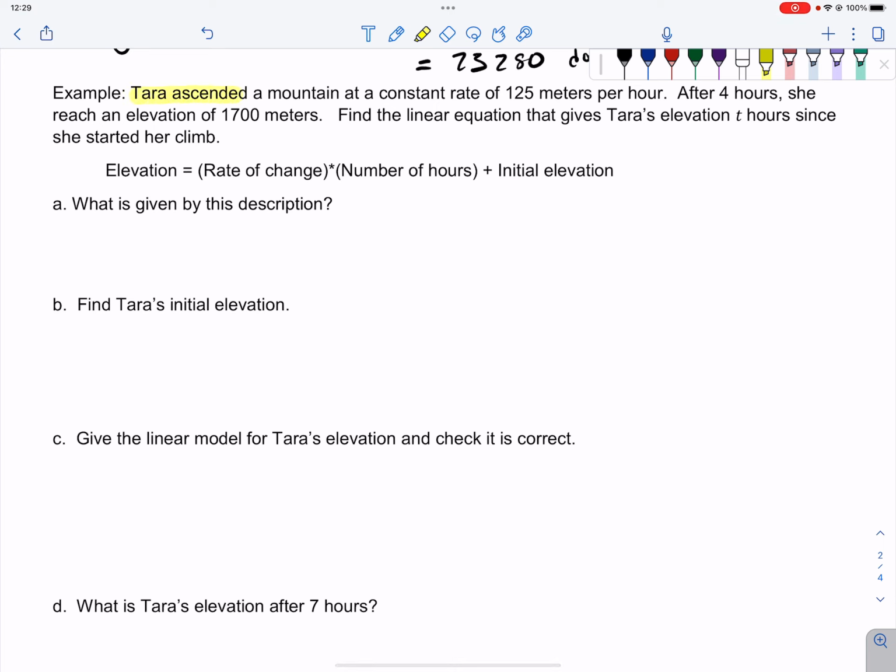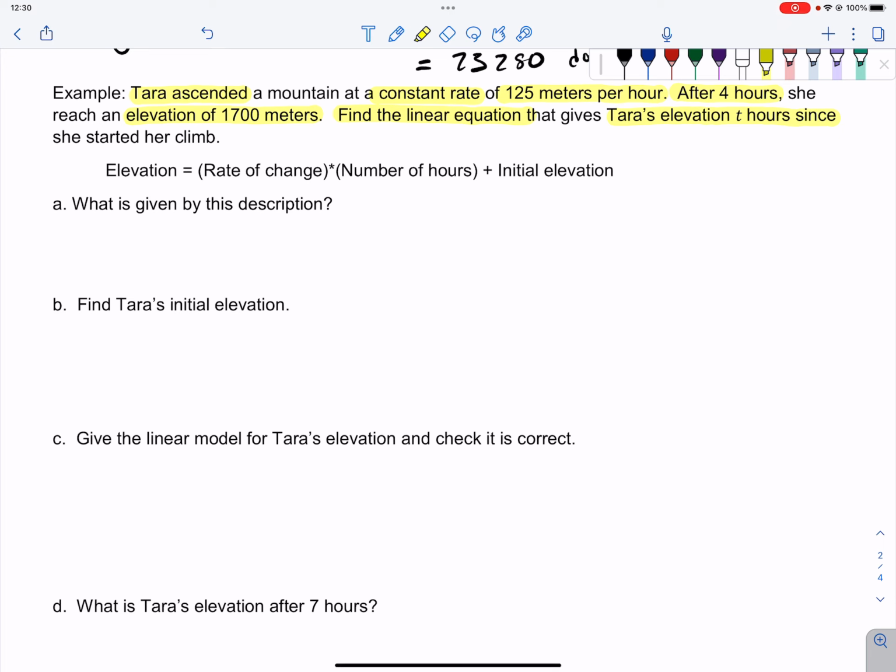Tara ascended a mountain at a constant rate of 125 meters per hour. After 4 hours, she reached an elevation of 1,700 meters. And we want to then find the linear equation that's going to give her elevation t hours since she started her climb.